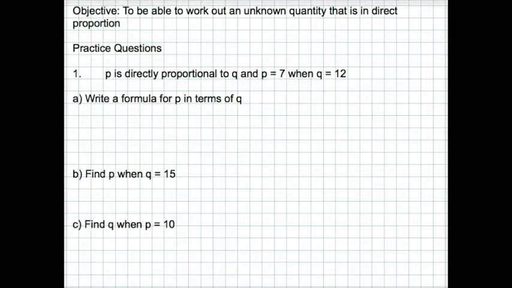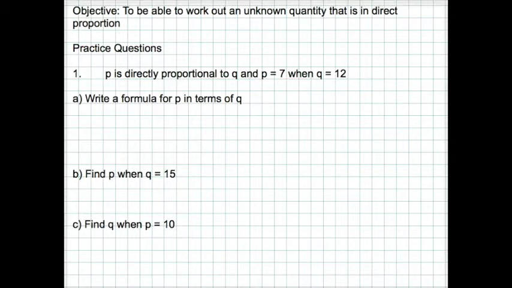What I'd like you to do now is to pause the video and have a go at this question. There's parts A, B and C. Then when you're happy with your answer, restart the video and we'll go through the model answers. So if you pause the video now and have a go at question 1.